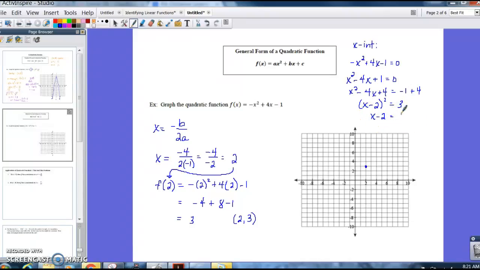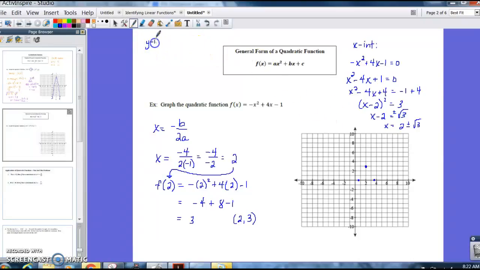So x minus 2 is equal to plus or minus √3. So x is equal to 2 plus or minus √3. So √3 is like 1.7, so you'd have roughly 3.7, so somewhere right around here. And 2 minus 1.7, so you have roughly about a 0.3, something like that. Those are my x-intercepts, and I'll write my y-intercepts over here.